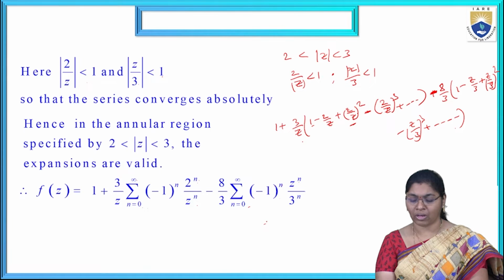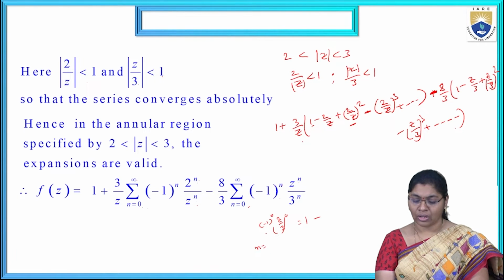n equal to 0 means (-1) to the power of 0 times (z/3) to the power of 0. Something to the power of 0 is nothing but 1. So n equal to 0 is completed. Next, n equal to 1: (-1) to the power of 1, that is -1, times (z/3) to the power of 1.